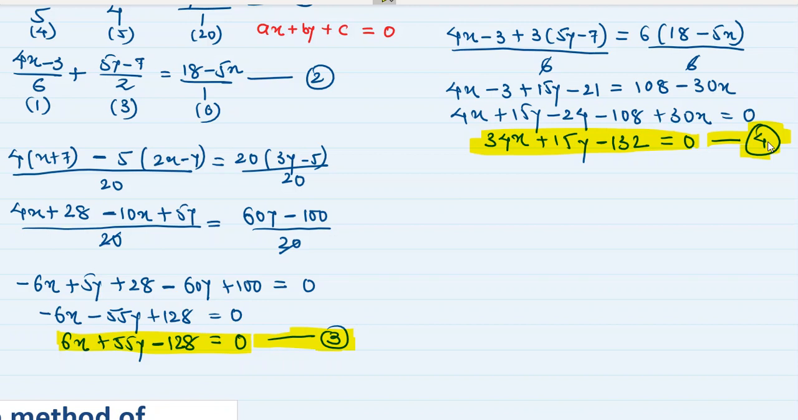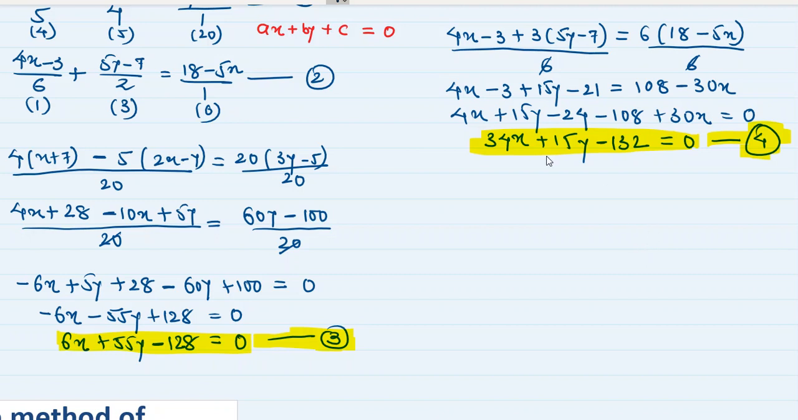Let me once check. 6x plus 55y minus 128 is equal to 0, and the second equation becomes 34x plus 15y minus 132 is equal to 0. Great. Now we have to use the method of elimination. So how to use the method of elimination? Select any one equation out of equation 3 and 4. Both are equally complicated.